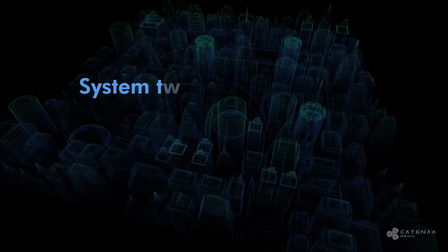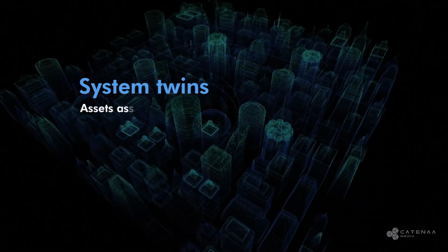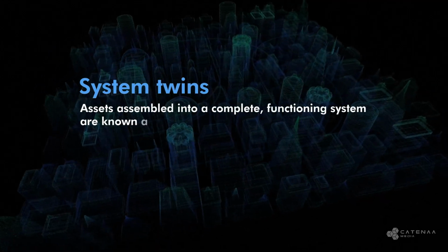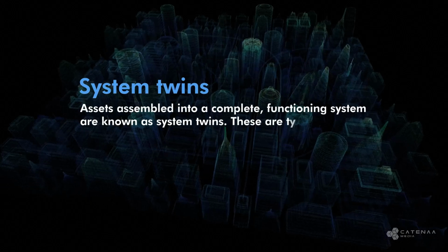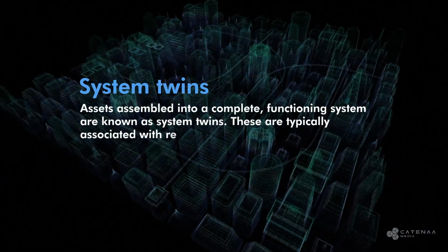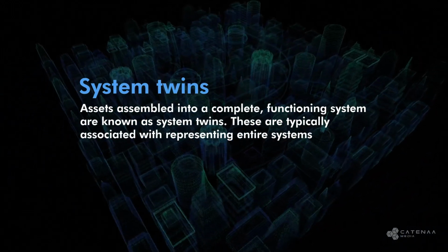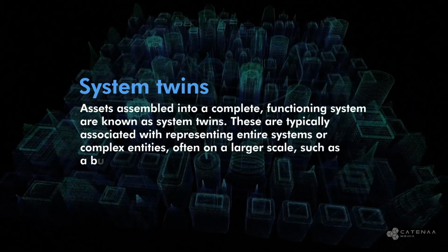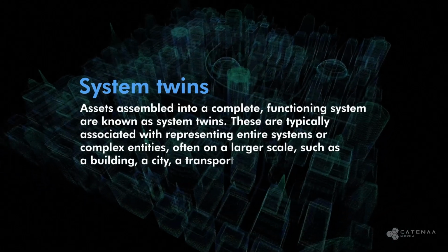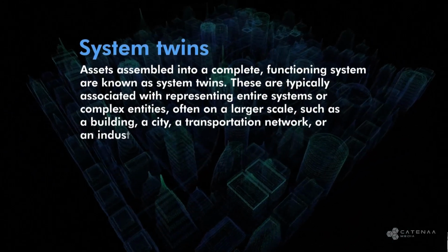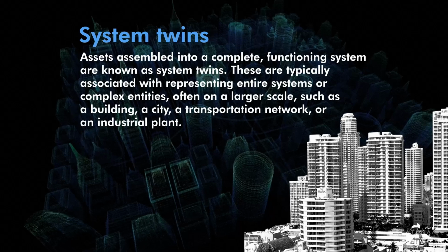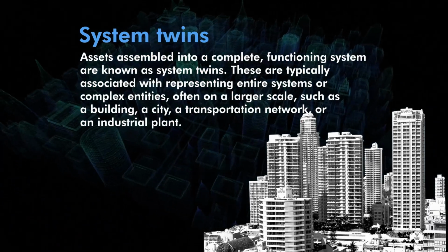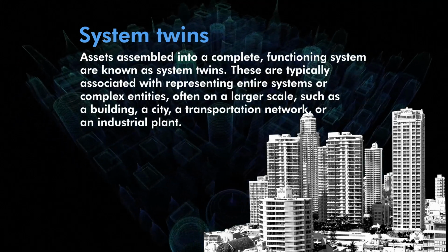System twins or unit twins. Assets assembled into a complete, functioning system are known as system twins. These are typically associated with representing entire systems or complex entities, often on a larger scale, such as a building, a city, a transportation network, or an industrial plant. Some examples of this type are the city digital twins, smart grid digital twins, and building digital twins.